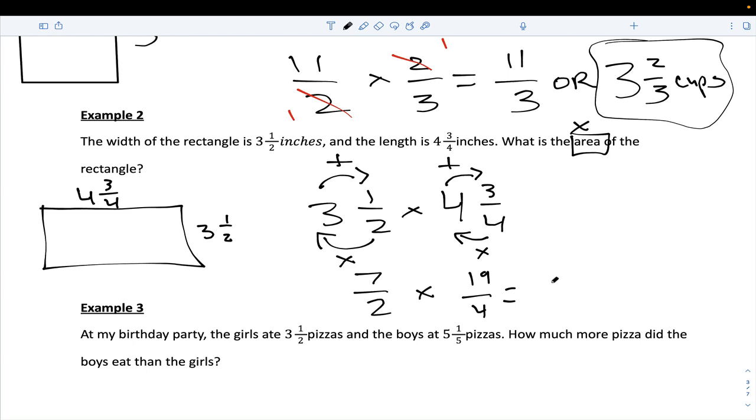Henry, give me the answer for the top of the fraction. 133. Not quite. I think. Actually, maybe. Let me see. 7 times 19. No, you're right. Yeah. My apologies. 133 over what number, Henry?